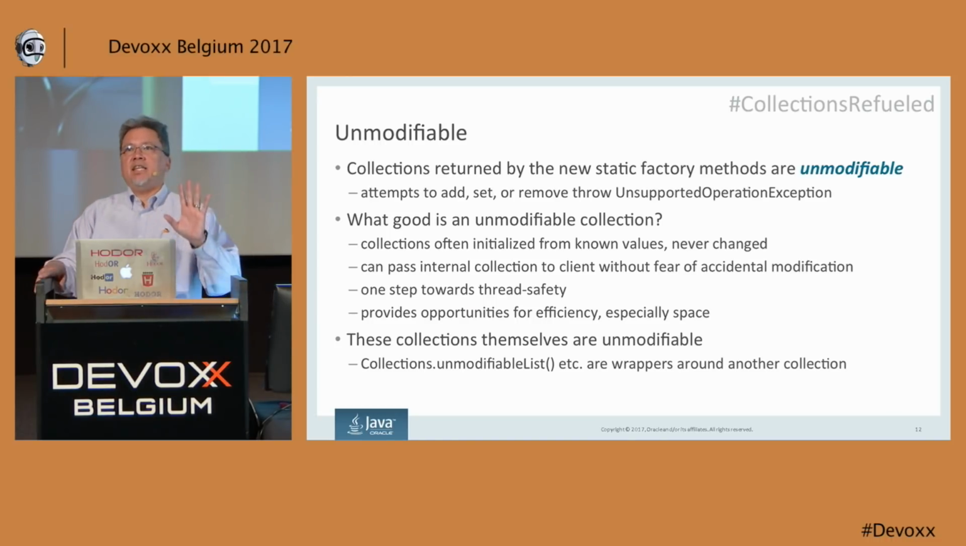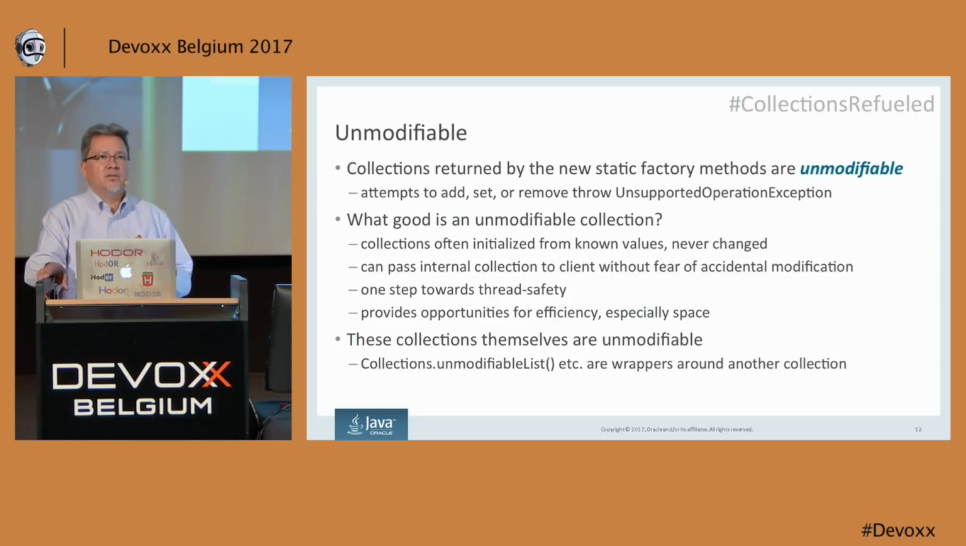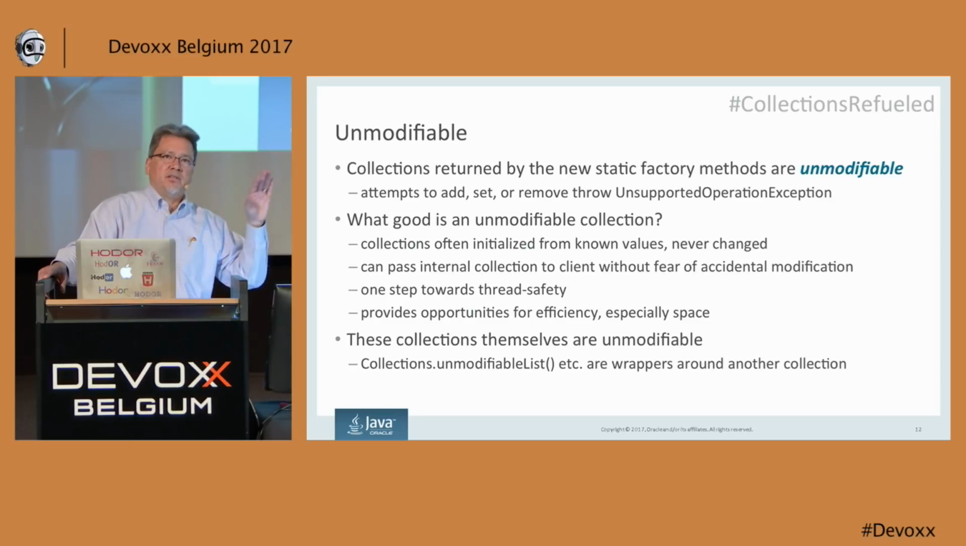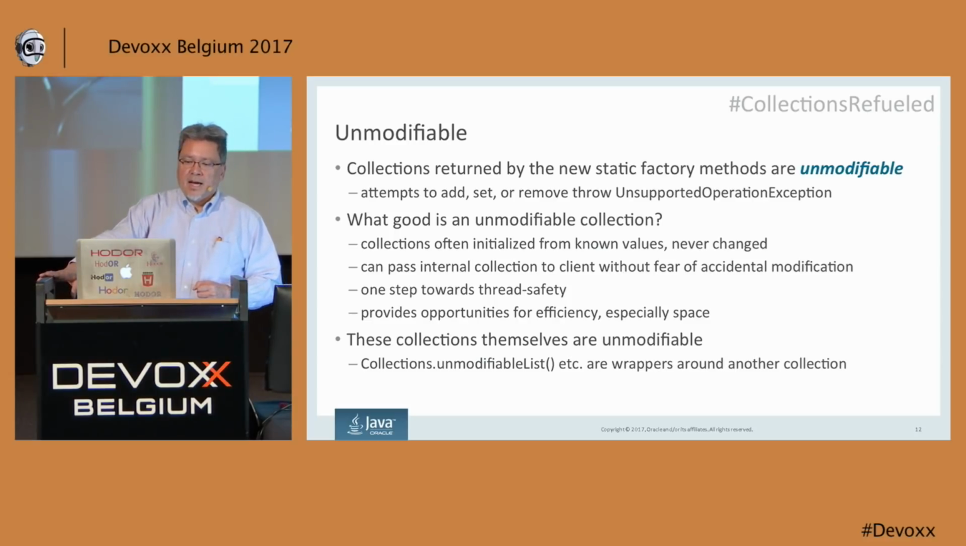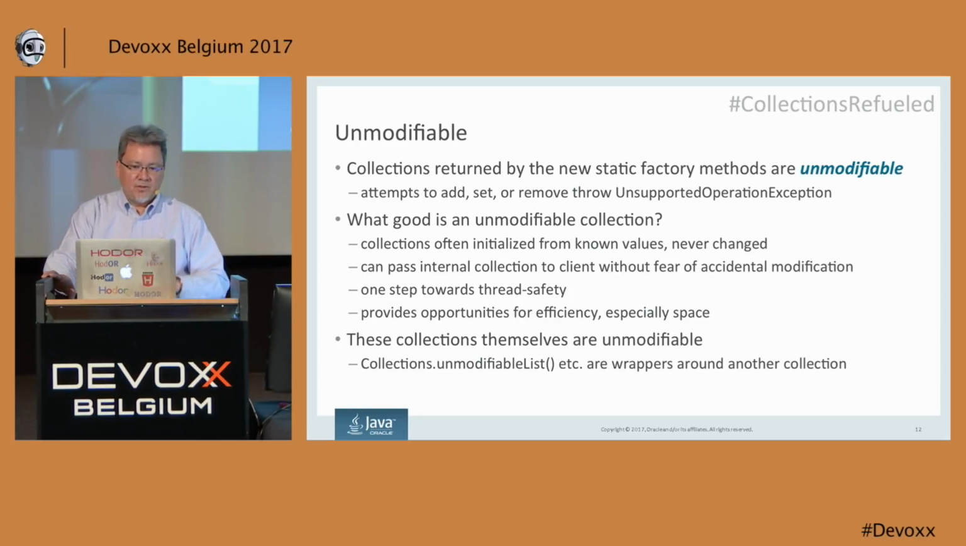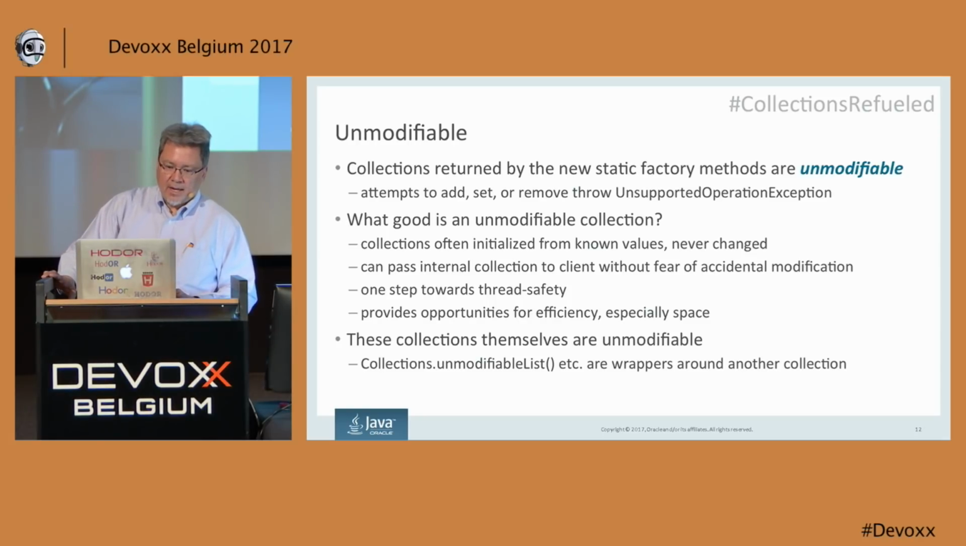You've probably heard that immutability in data structures really helps thread safety, and it certainly does. If you have immutable objects inside an unmodifiable collection, then right there you've taken a big step towards making your data structure thread safe. I also mentioned space efficiency already.